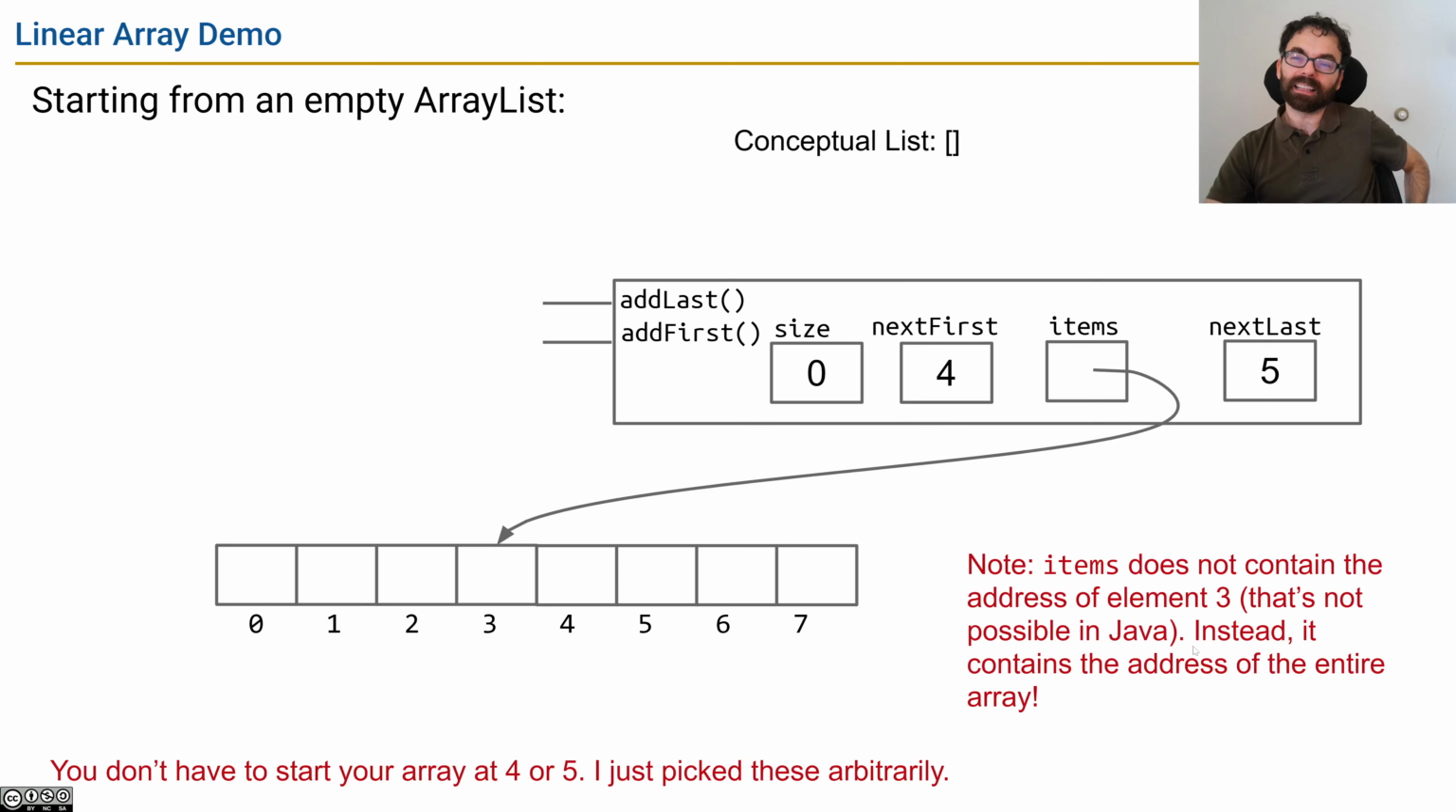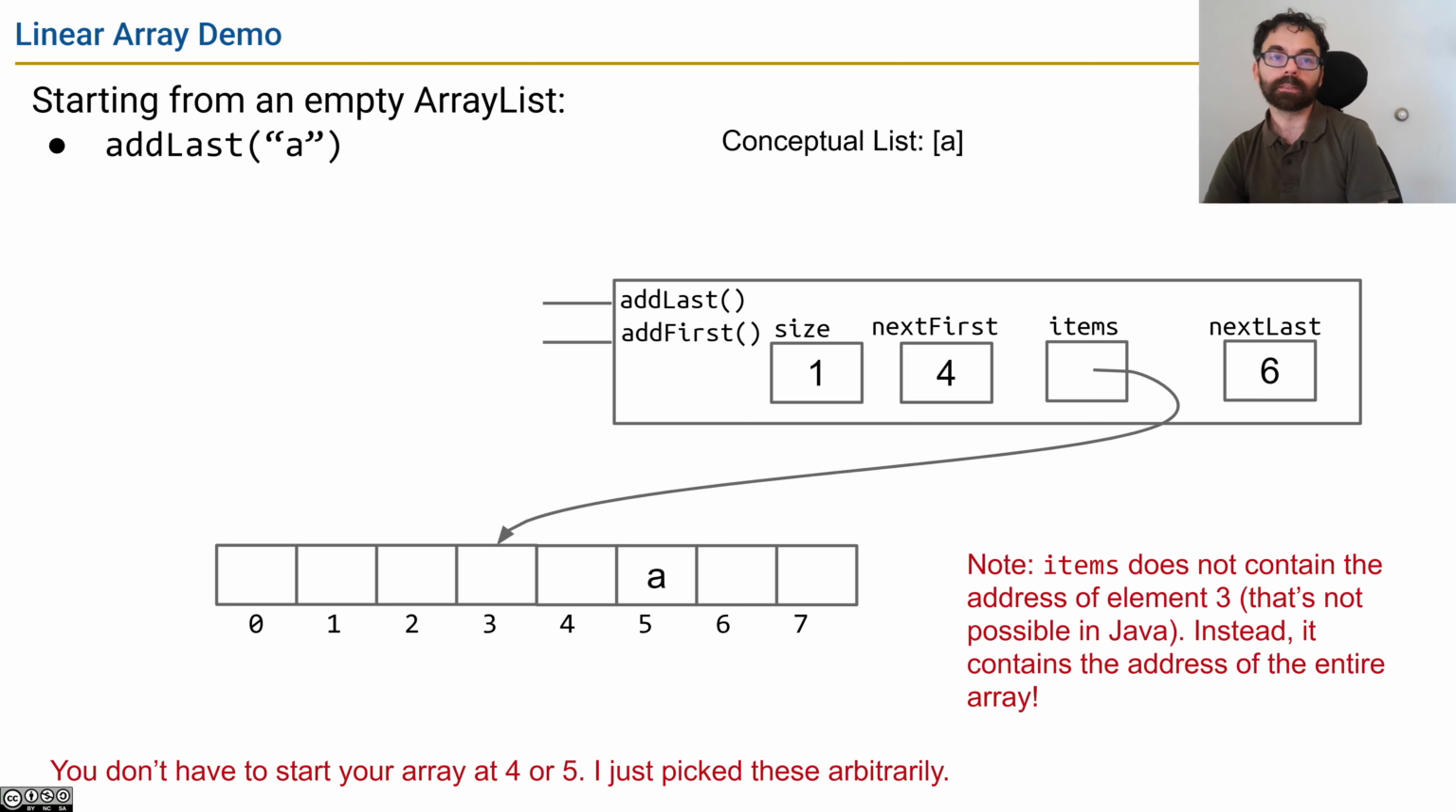Now you have some flexibility, but the choice I've made is that when I first create an empty array list, it'll look something like this. These are my instance variables. Size is 0. Items is pointing at this array of 8 integers. Next first is 4, and next last is 5. I picked those arbitrarily. You could do next first is 1, and next last is 2, or whatever else. They should just be next to each other.